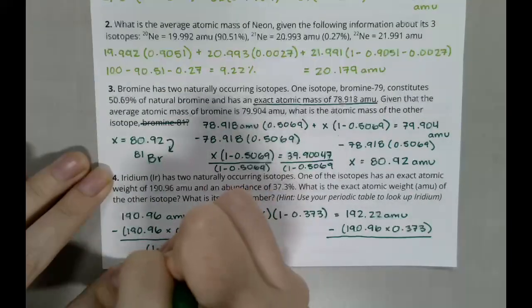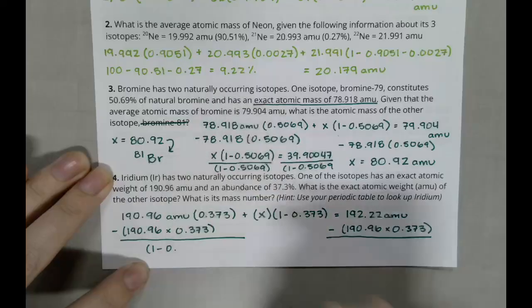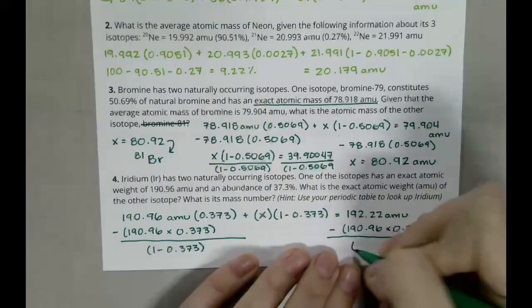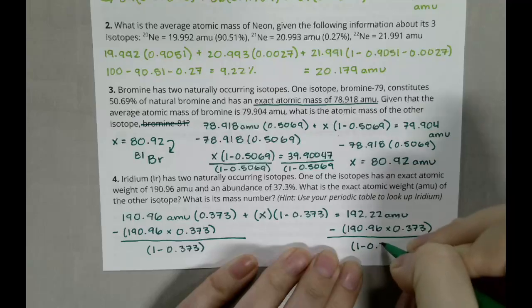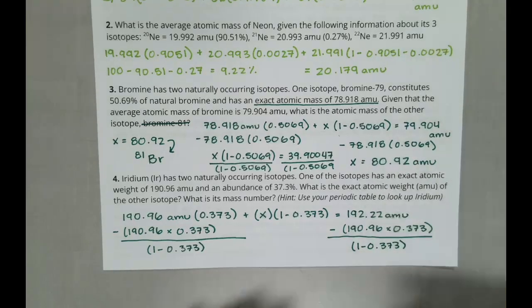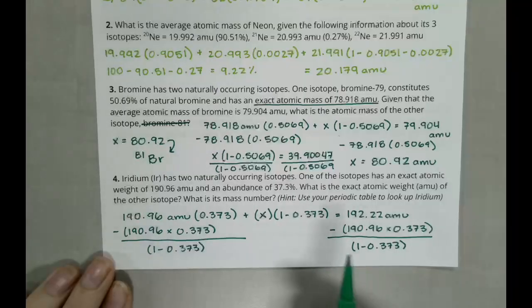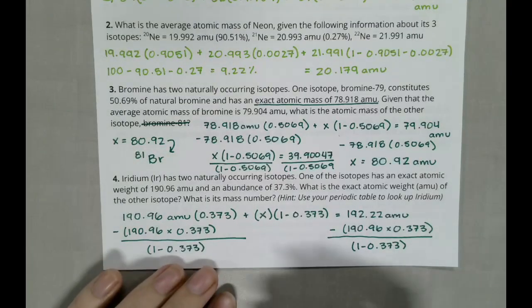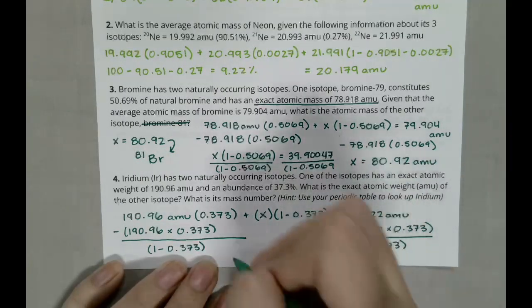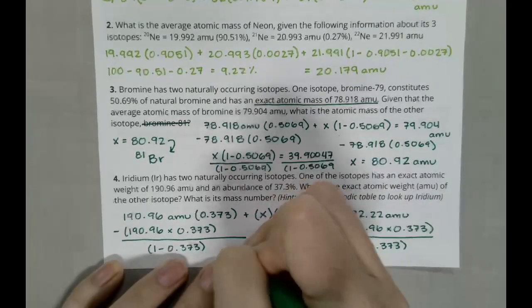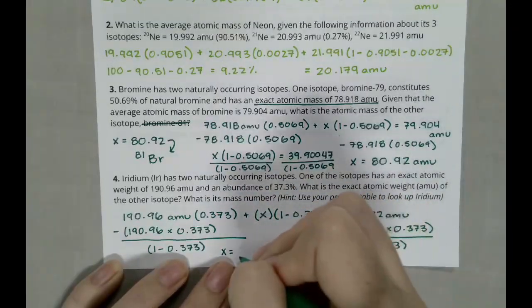Divided by 1 minus 0.373. 1 minus 0.373. I've been doing math for a long time, so I tend to just do it the way I know. I can type it in my calculator easiest. And then when you get that, you're going to get x by itself. And x equals, when you do this math, go ahead and do that math.